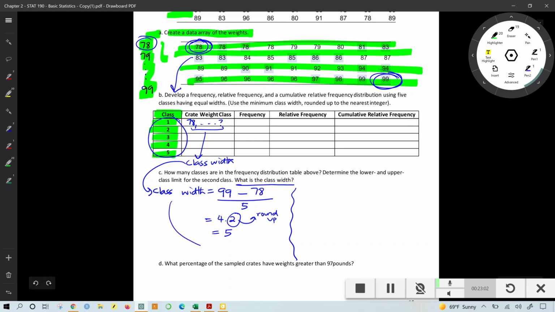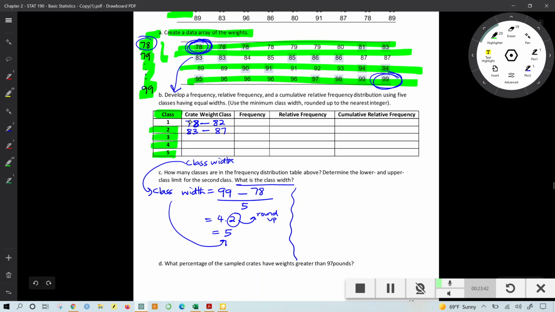So if my class width is going to be 5, the very first class should have 5 possible numbers. If I'm starting at 78, for example, 78, 79, 80, 81, 82. So this goes from 78 to 82. I'm going to write that as a class in the following way, 78-82. Then the next one will start with 83, 84, 85, 86, 87. Those are 5 numbers, so this will stop at 87.